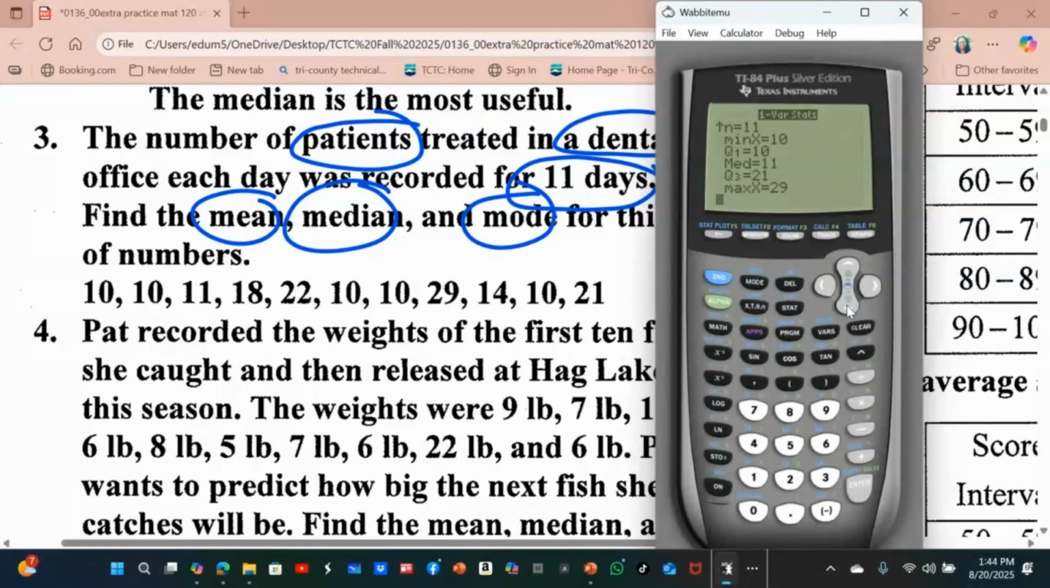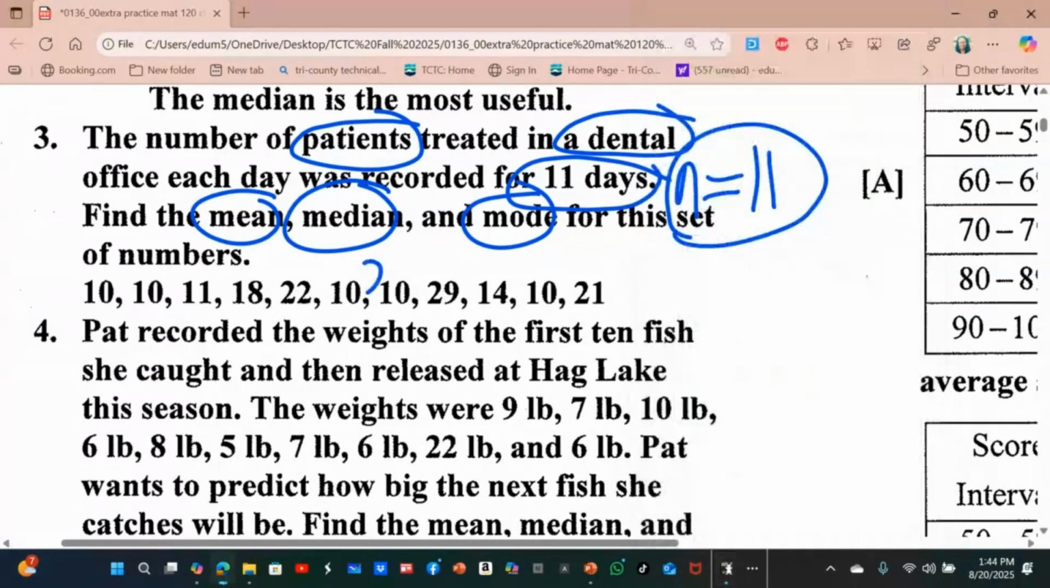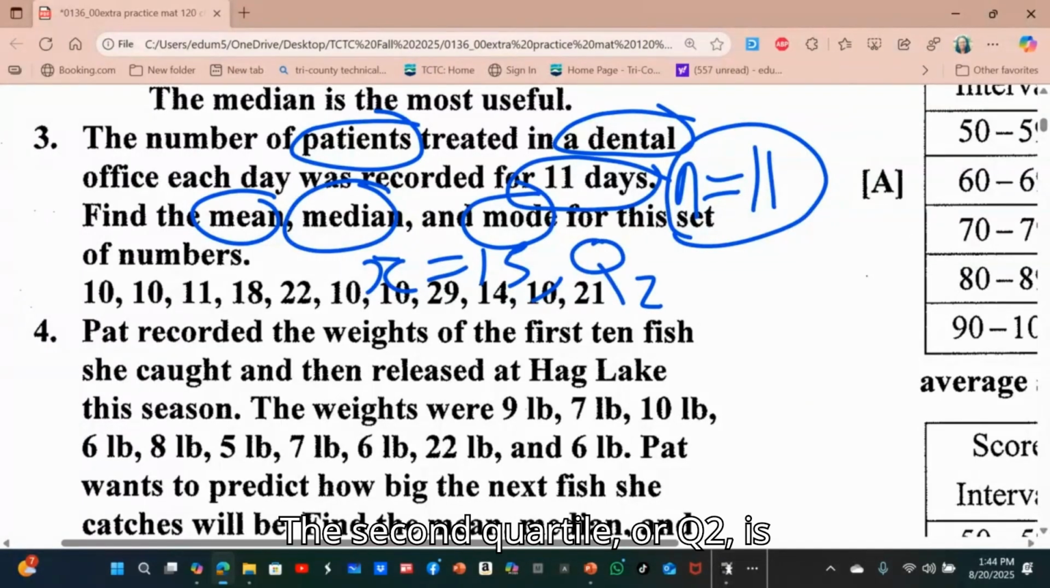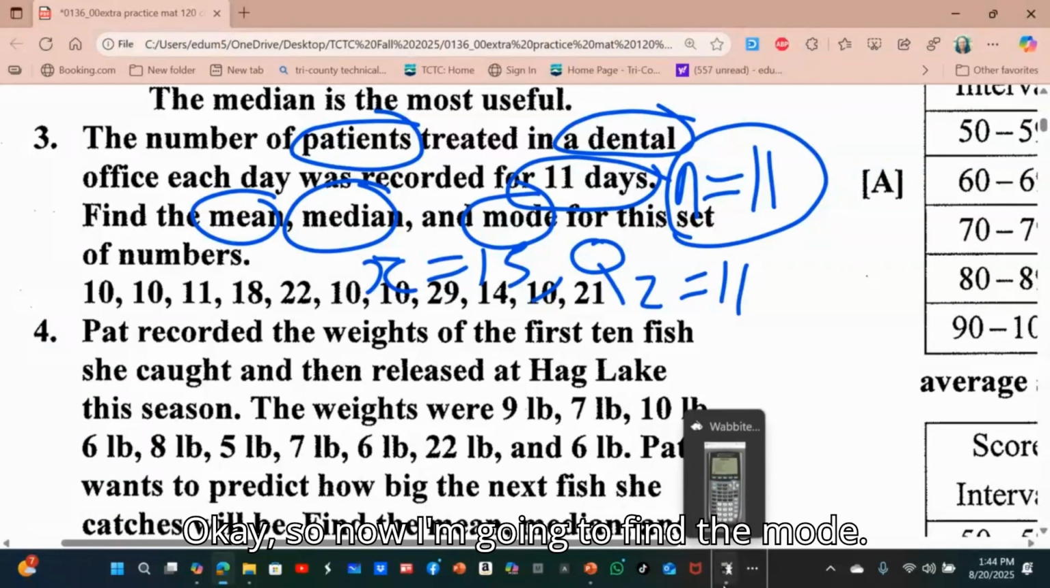So the way I can find the mode is by sorting the data in ascending order. So the mean is 15, the median is 11. X bar is equal to 15. The second quartile, or Q2, is equal to 11. Okay, so now I'm going to find the mode.